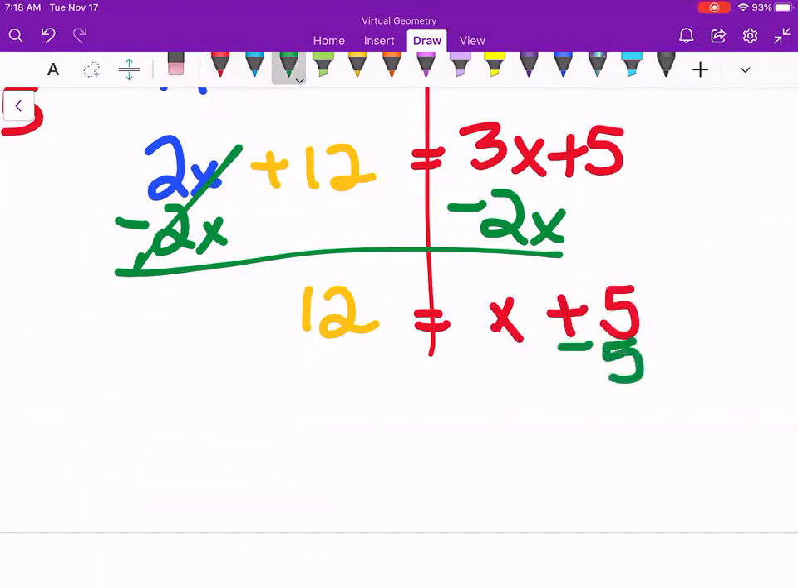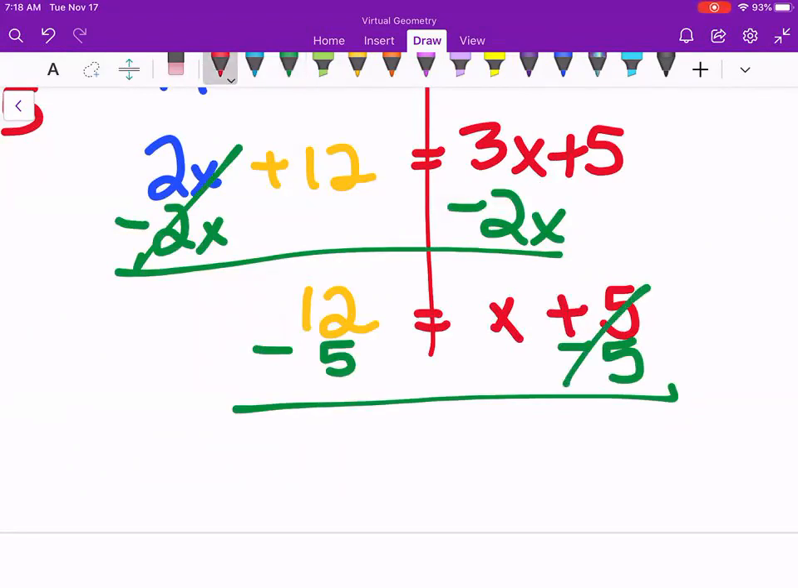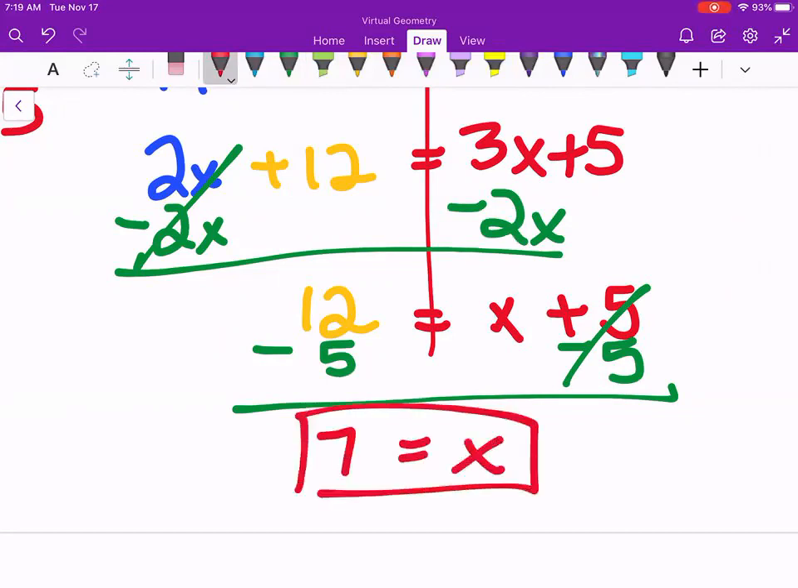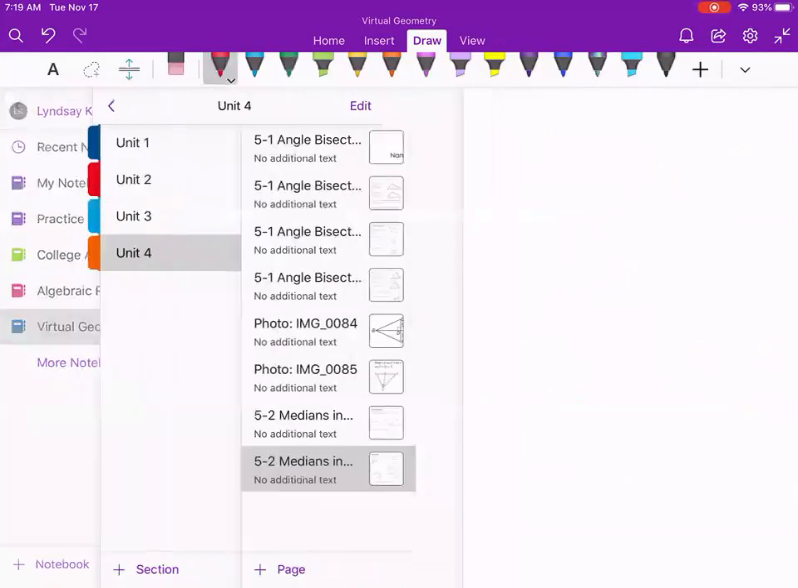Now we can minus the 5 to both sides. 12 minus 5 is 7. And so my missing x is 7. If it had said something different, find a specific length, then we would need to plug this 7 back in. But all it says is find x. So we did. So we're done.